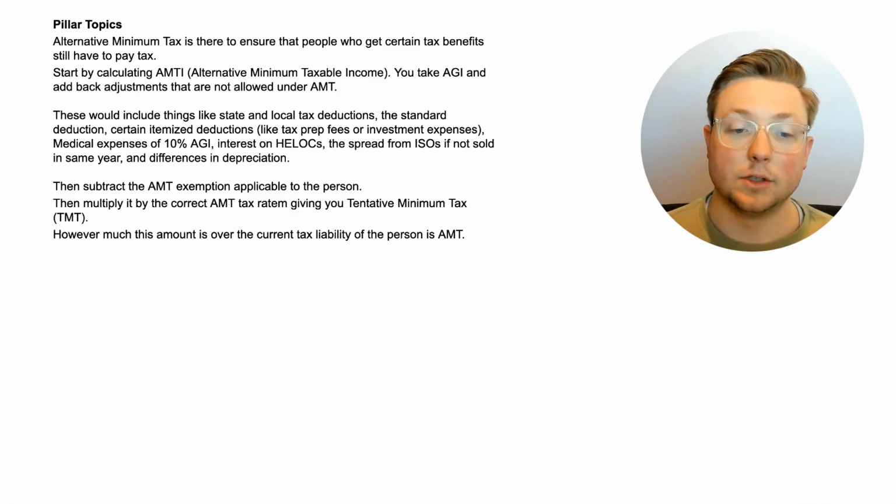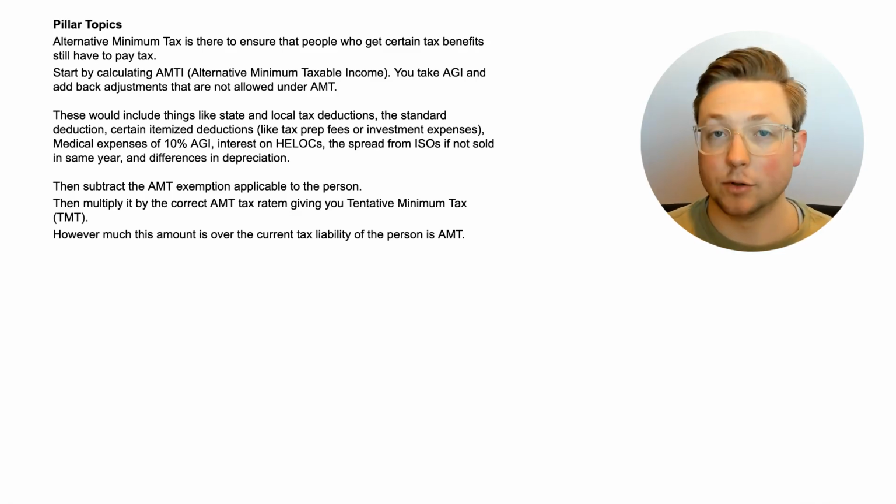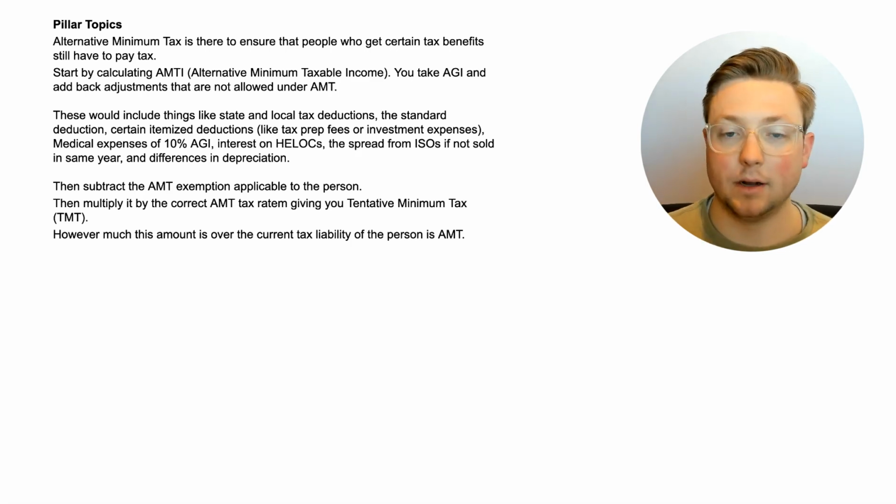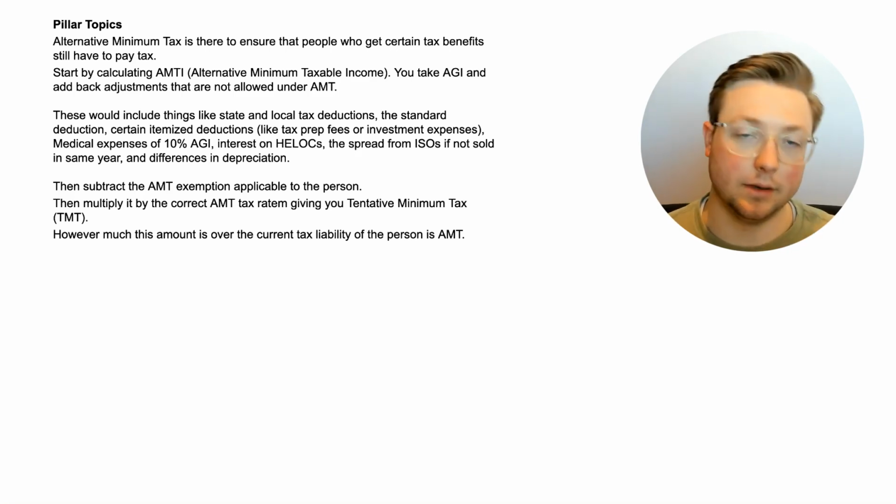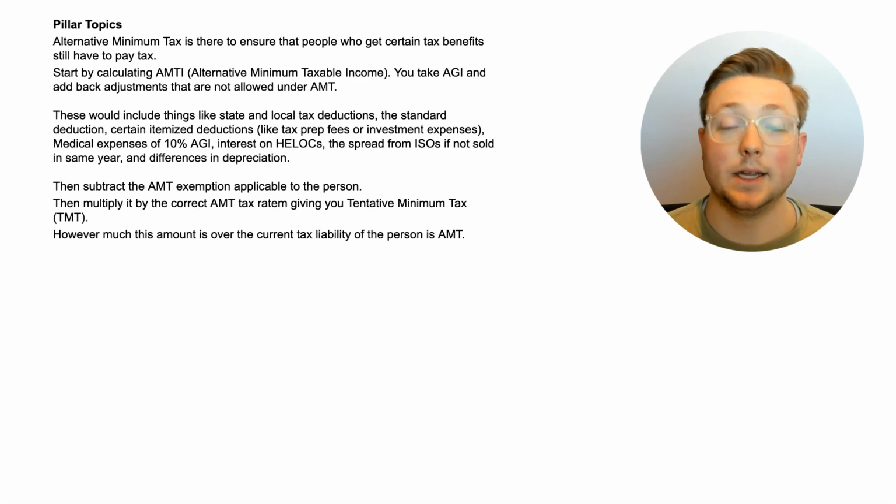And then you subtract the AMT exemption that's applicable to that person, and that's different depending on whether they're single or not or things like that. Then you multiply it by the correct AMT tax rate, giving you the tentative minimum tax, and then however much the difference is between the TMT and the tax liability, if the TMT is greater, that is your AMT. So a little bit of an involved calculation there, but not too difficult once you understand the process and the steps. All right, that is the end of this video.